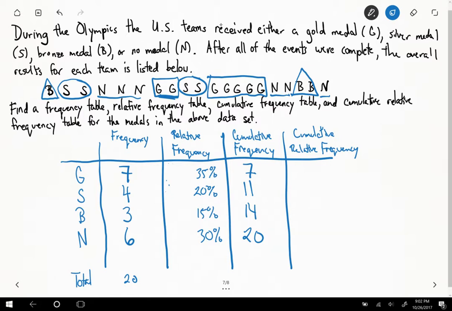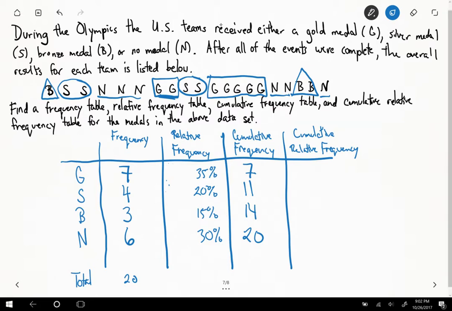Teams received 14 medals, right? So essentially we have a nice way to get the number of medals that the team has won. An easy table for that. Back to the cumulative relative frequency, remember the word relative means percent, the cumulative means a sum. So we want a sum and a percentage, right?